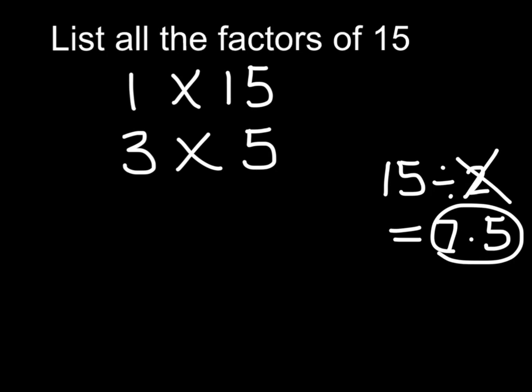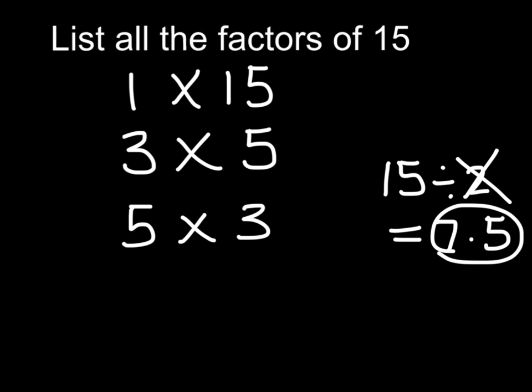So the next one I'm going to try is 5. So can we divide 15 by 5? Yes, 15 divided by 5 is 3. So the next factor I'm going to write down is 5, and the pair to that would be 3, because 5 times 3 is 15. Now, as you can see, I've already got 5 in my list, and I've also got 3 in my list as well. So I've actually got numbers which are starting to repeat.